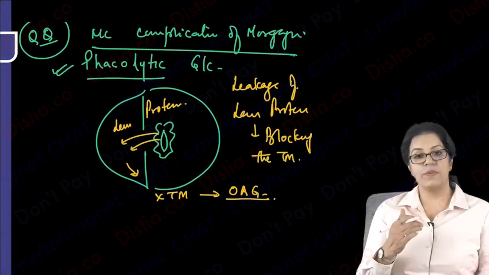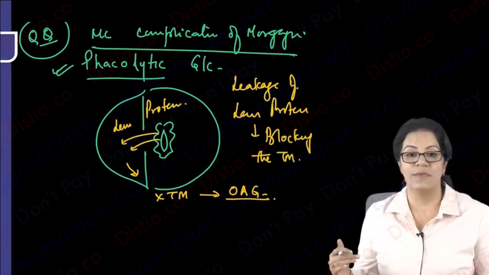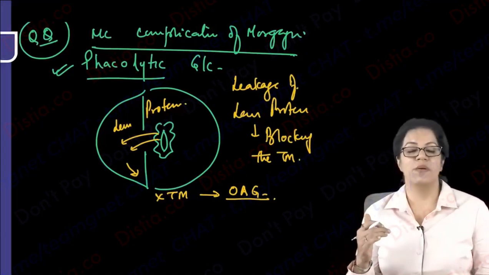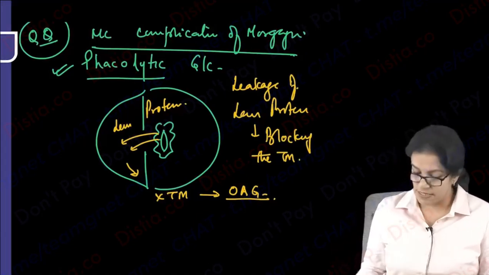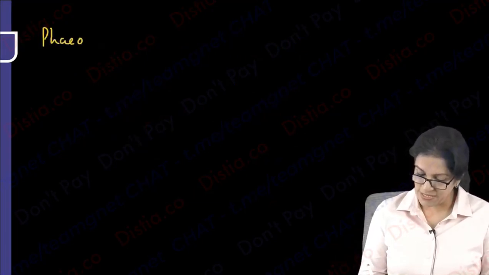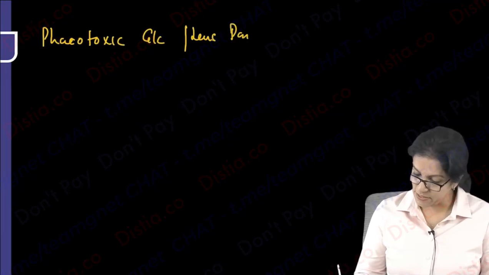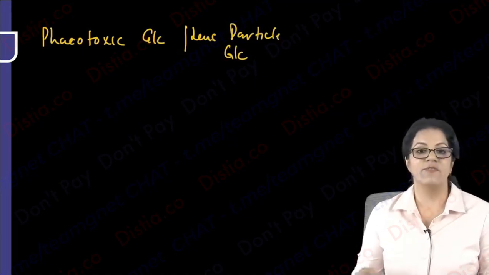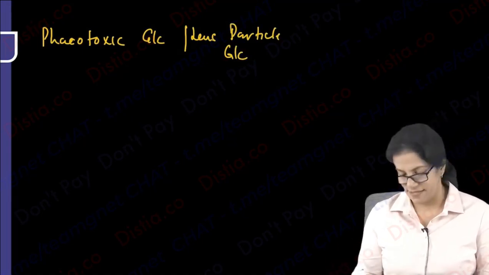Right? Okay, so once we know this, let's also understand some other words. First was phacolytic. Another term is phacotoxic. What is phacotoxic glaucoma? Very easy. This is also called lens particle glaucoma. Write down. Lens particle glaucoma.